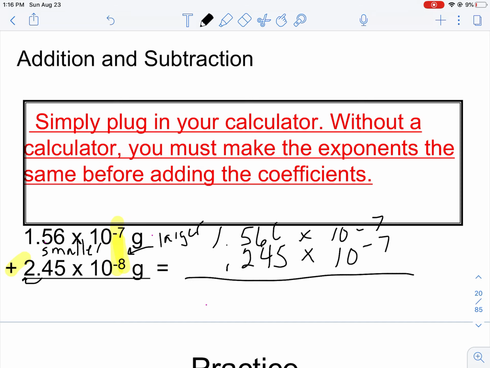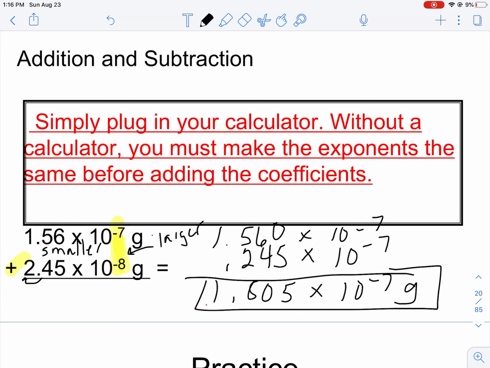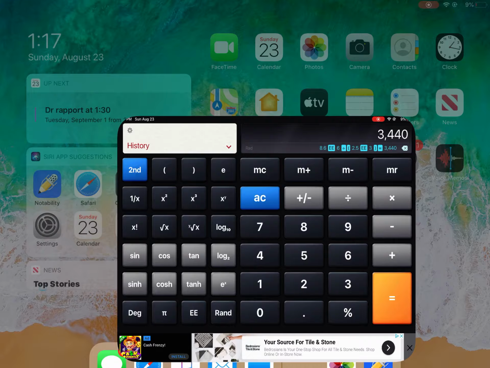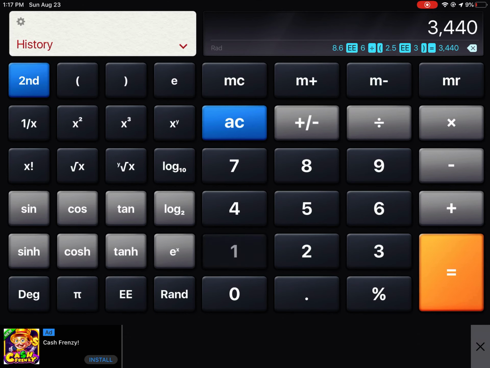Then I'm going to put this placeholding 0 right here, so it's easy. 5 and 0 is 5. 6 and 4 is 10. 8. 1.805 times, simply bring down your exponents. They are the same. Your units are in grams. Box your answer.